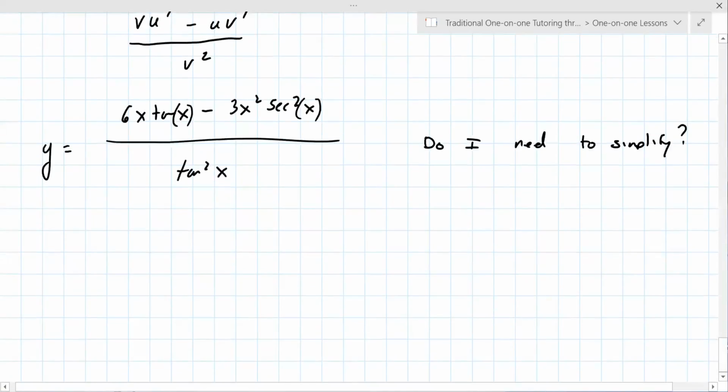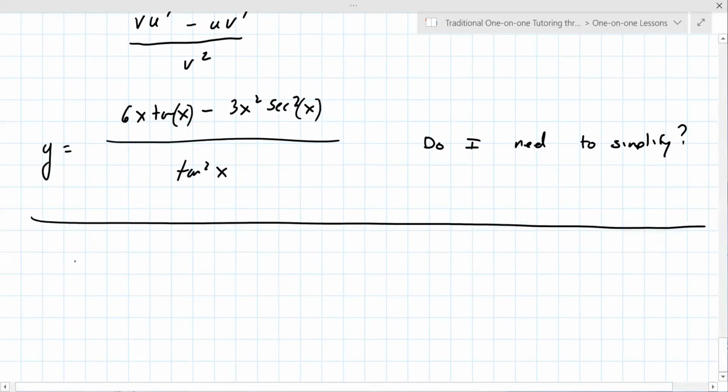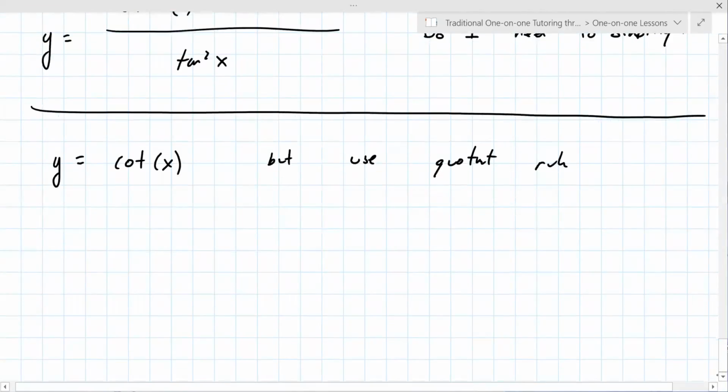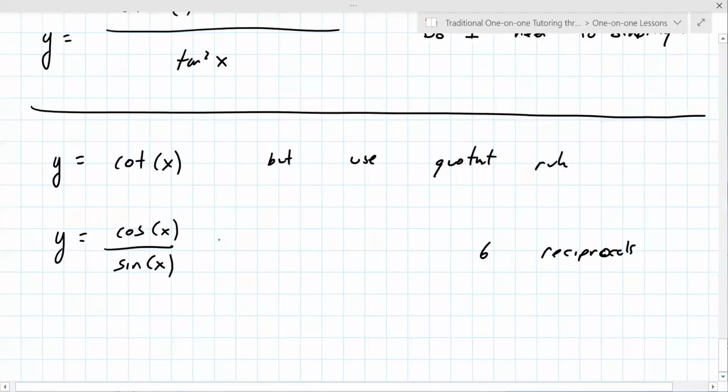All right, so your instructor said here in one of these examples, find the derivative of, let's just say, cotangent of x, but use the quotient rule. Oh yeah. And this is a matter of remembering what cotangent is. First of all, cotangent is cosine x over sine x. If you don't remember those, you grab a trig reference sheet. There's only 6 reciprocals that you need to know, but you need to know them. So the u and the v: u is cosine x and v is sine x.